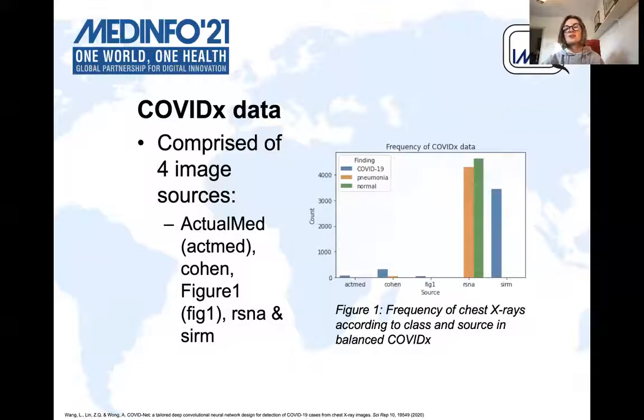COVID-X then obtains COVID-19 chest X-rays from recently released public datasets curated in response to the sudden demand for COVID-related data. Early versions of COVID-X combined 4 COVID-19 repositories. These are the ACMED dataset, Cohen dataset, Fig1 dataset, and the CERM dataset. And as a whole, COVID-X contains chest X-rays assigned to 3 classes: normal, pneumonia, and COVID-19.